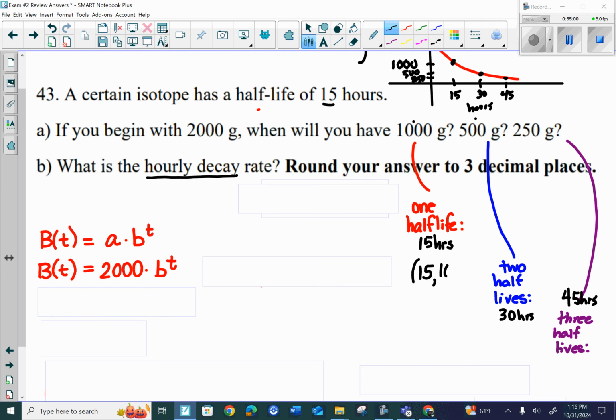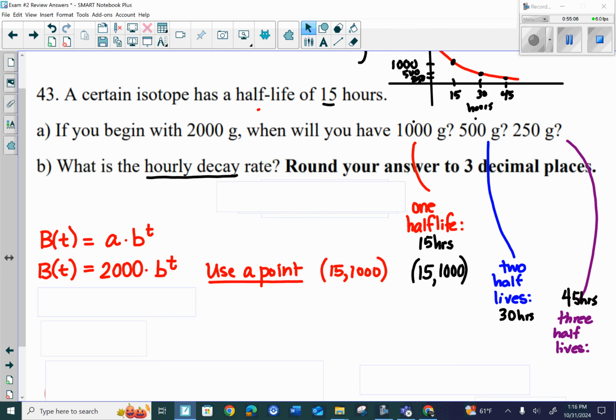15 hours, 1,000 grams. And a big strategy for when you're looking for unknowns in these problems is to use a point. Always use a point. We did that when we were doing quadratics, when we had to find the a value. We used a point we were given to solve for a. We've done this a bunch of other times, and here we're going to use a point. It could be 15, 1,000, it could be 30, 500, it could be 45, 250. It doesn't matter what point you use. We're going to use a point and put it in for t, and for the b of t, the output, in order to solve for b.